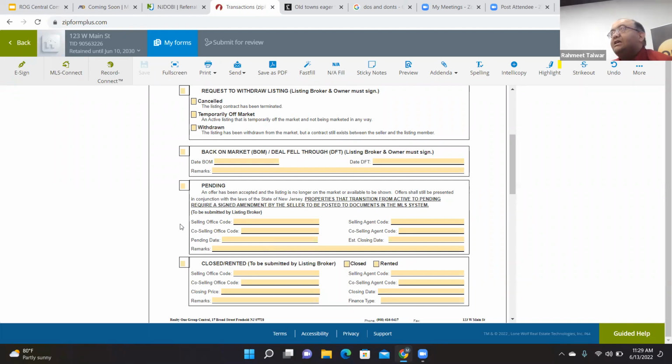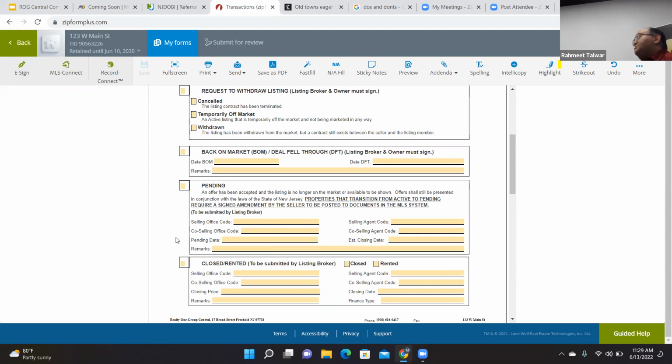Otherwise, it would go from active to attorney review. Is that because for people who don't want to show the house anymore? Yes. What was happening was, because it was going so fast paced, people would list the house on a Friday and it'd be sold by Saturday, or they would list the house on a Thursday and it'd be sold by Friday.